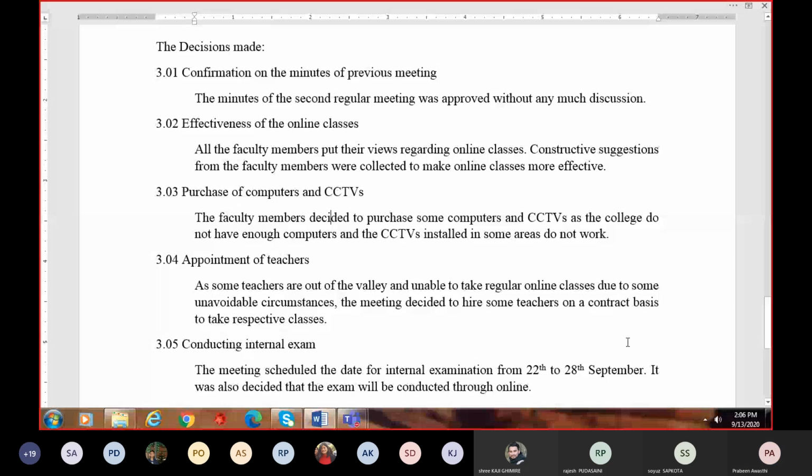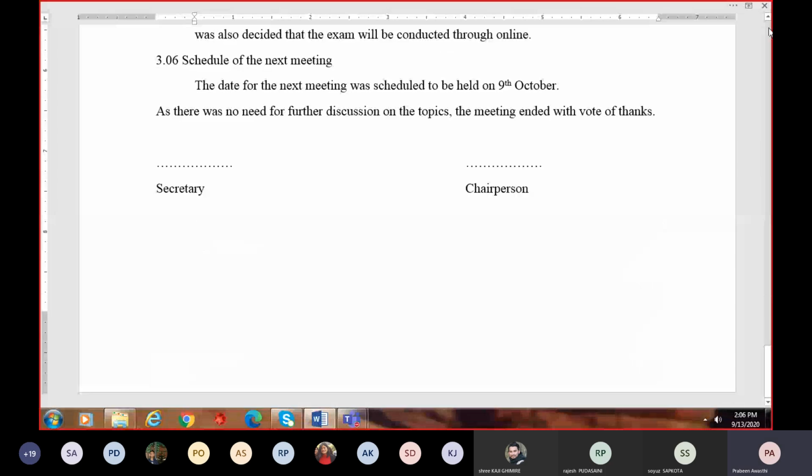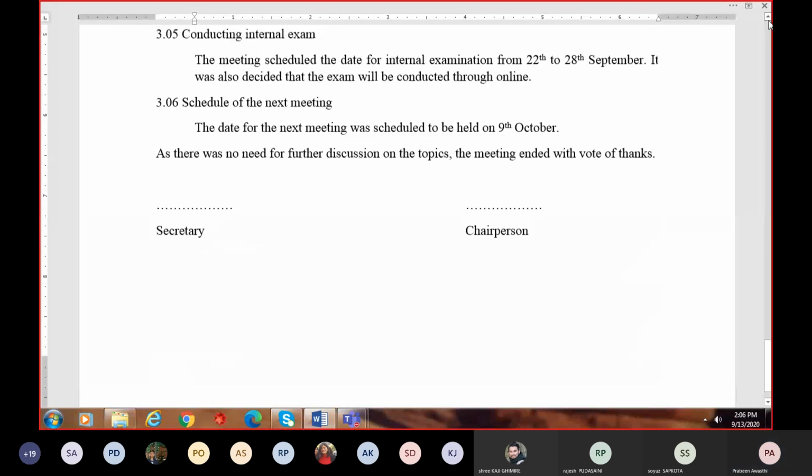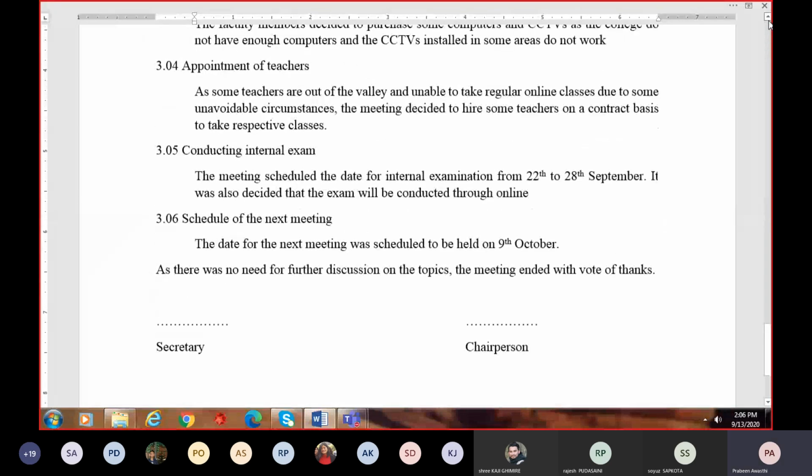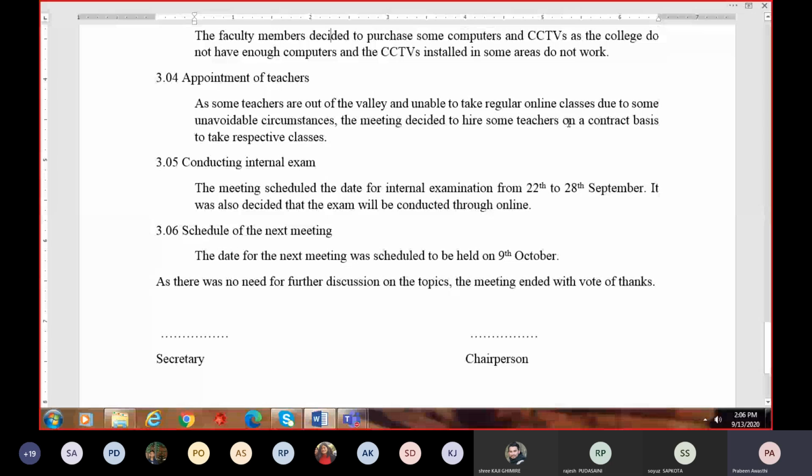Then after that, you will have another agenda. Here is the repetition of "some", you can delete one. Okay, now 3.05, conducting internal exam.